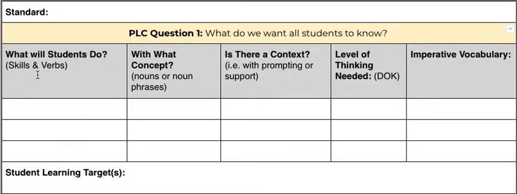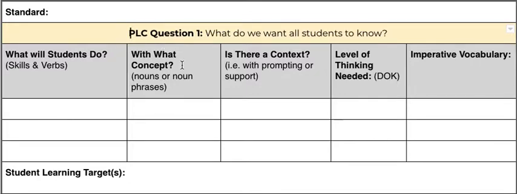Then down here we have these columns that are asking you a series of questions related to the standard. So the purpose of this is so that you really understand what the standard is asking. And so the first question's all around what will students do? So skills and verbs related to the standard. Maybe the standard's around writing, so you'd write the word writing there. Maybe it's around understanding, so you'd write the word understanding there. It's really what are the skills that are connected to this standard itself.